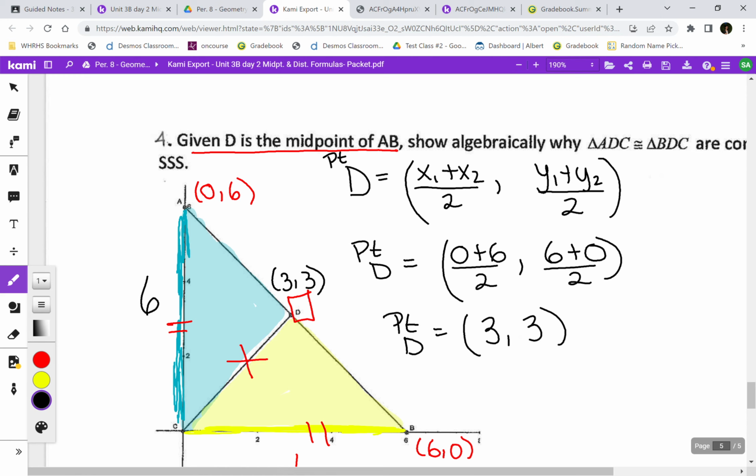Okay, remember they want us to prove algebraically that these two triangles are congruent by side, side, side. Well, we got the two sides that are 6, we got the reflexive side. How am I going to show that these two sides are the same length algebraically? So A to D and D to B. How would I show that they're the same length algebraically? Any ideas?